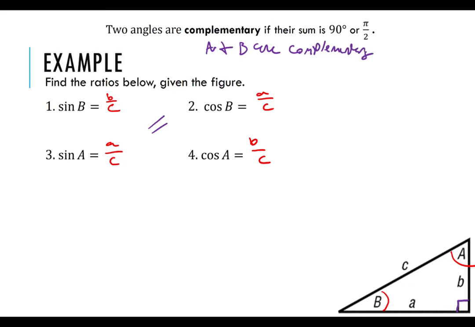and we're seeing that there's this equivalence that occurs. Well, not only do we get that equivalence, but we also get the fact that sine of B, being b over c, is the same thing as cosine of A, right? So 1 is equal to 4, and 3 is equal to 2. Sine of big B is equal to cosine of A, and cosine of B is equal to sine of A.